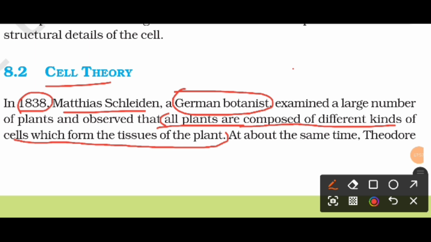See, when I read this, you'd be like, what? This is so common, everyone knows this. But at that time, this was a major discovery. So in 1838, Matthias Schleiden was the first person who gave this statement.